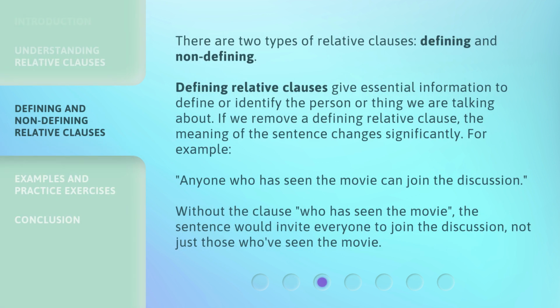There are two types of relative clauses: defining and non-defining. Defining relative clauses give essential information to define or identify the person or thing we are talking about. If we remove a defining relative clause, the meaning of the sentence changes significantly.